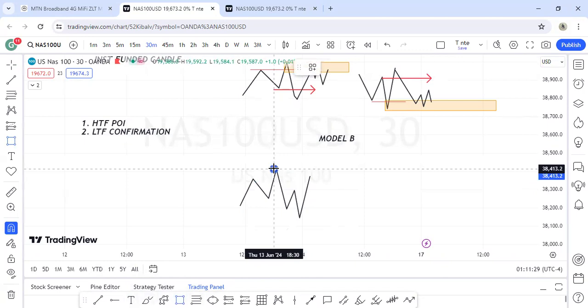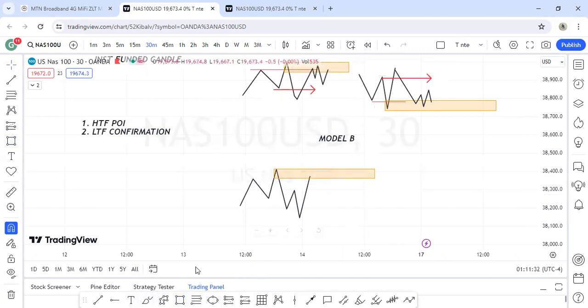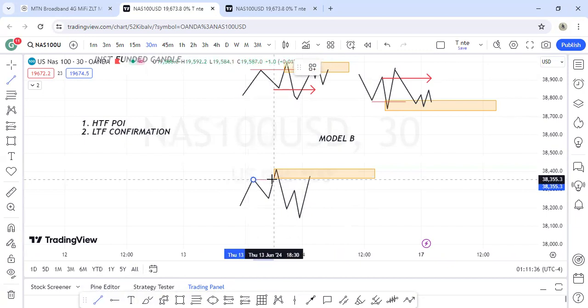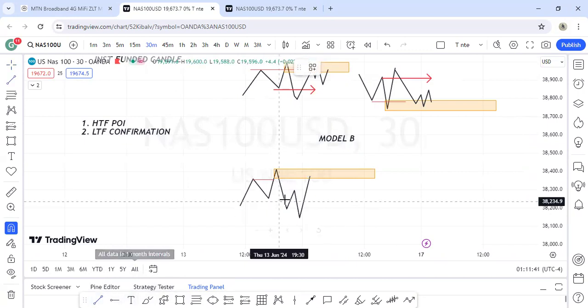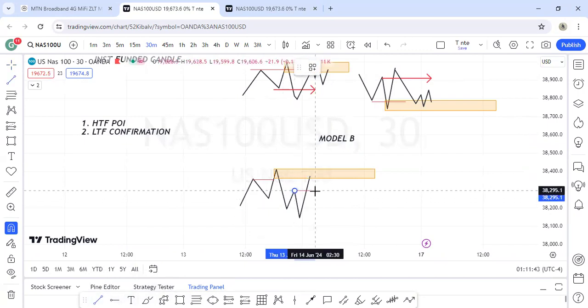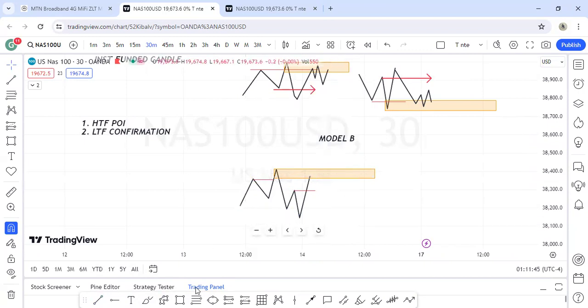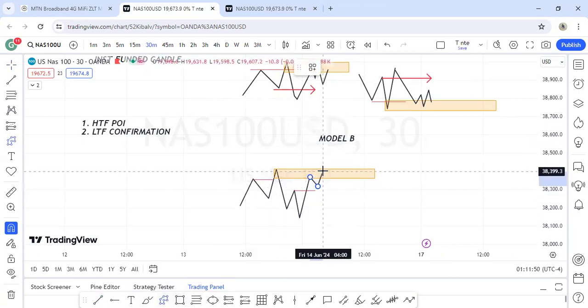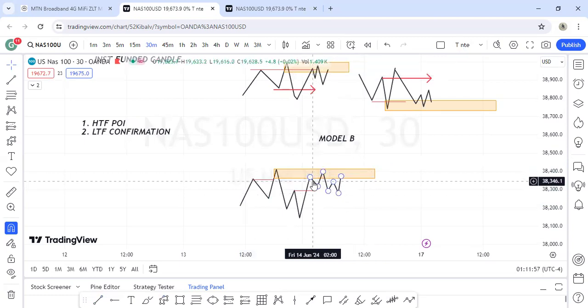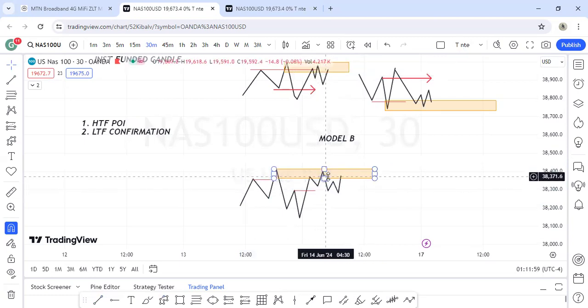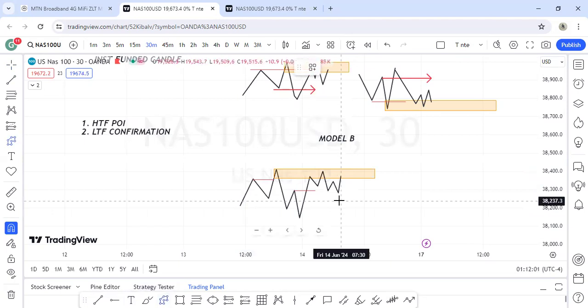You see price do something like this. In model B, price creates some kind of inducement before your original POI, so it creates another area of run. Price comes back there and then gives you a confirmation on the lower time frame. You can see model B occur here as well, so you can see the lower time frame confirmation inside there too, the same setup. And then you take your sell.